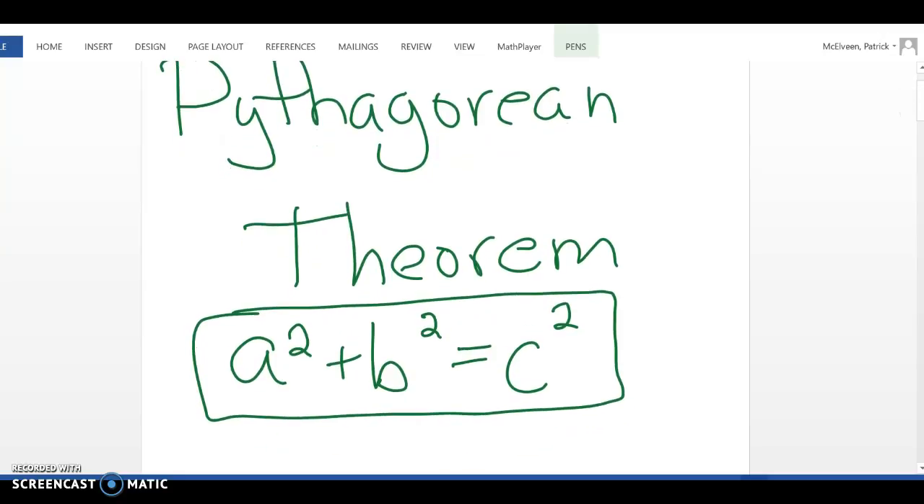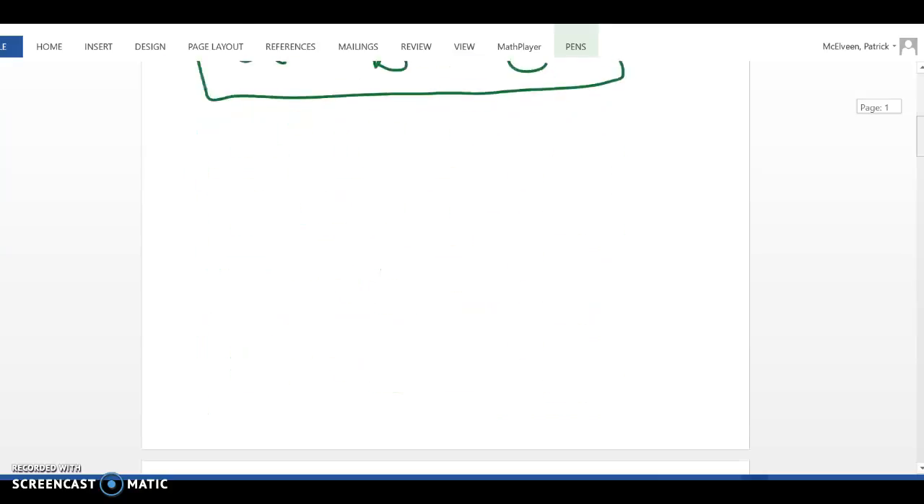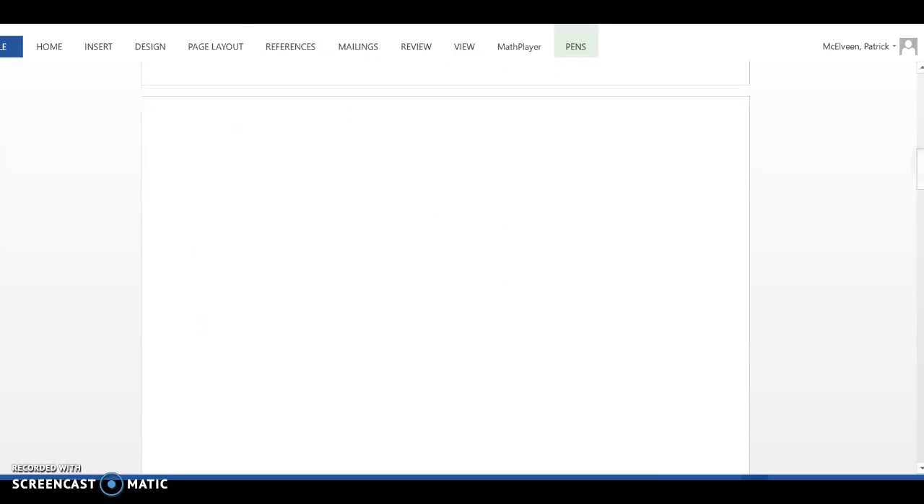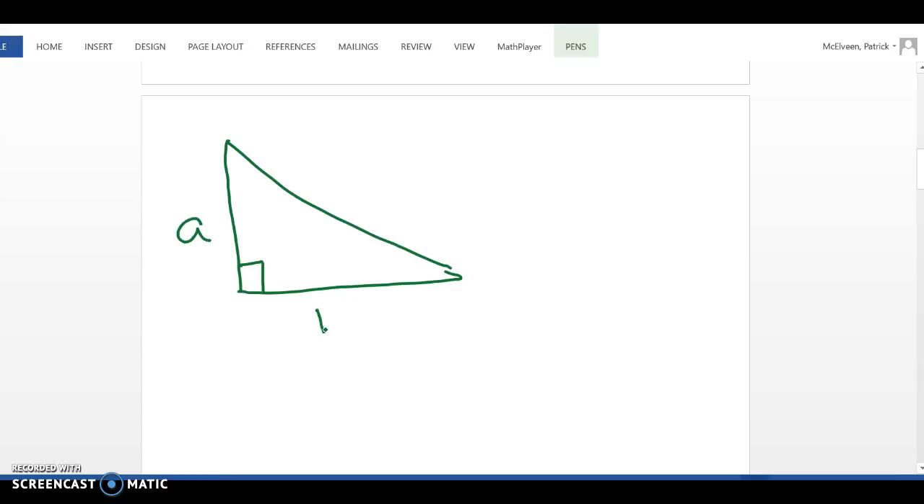A squared plus b squared equals c squared. So where does this come from? What's the point? Well, the Pythagorean Theorem was discovered by the Greek mathematician Pythagoras. What he discovered is that if you take a right triangle, you've got the three sides of a right triangle, and we label those three sides A, B, and C.